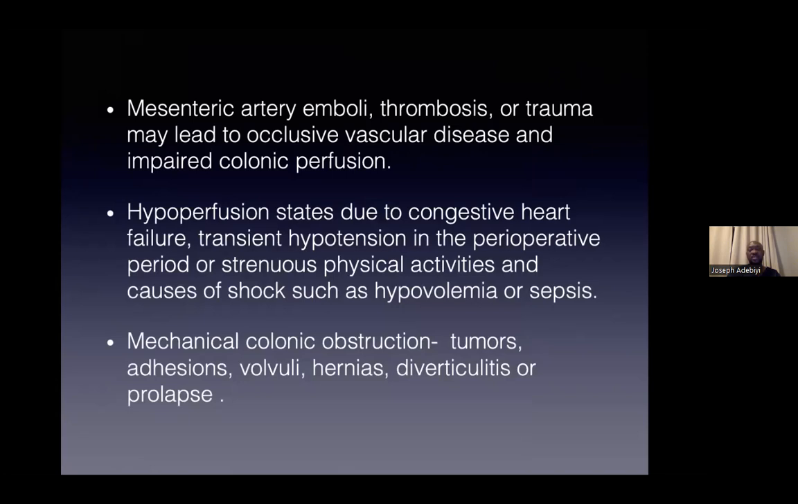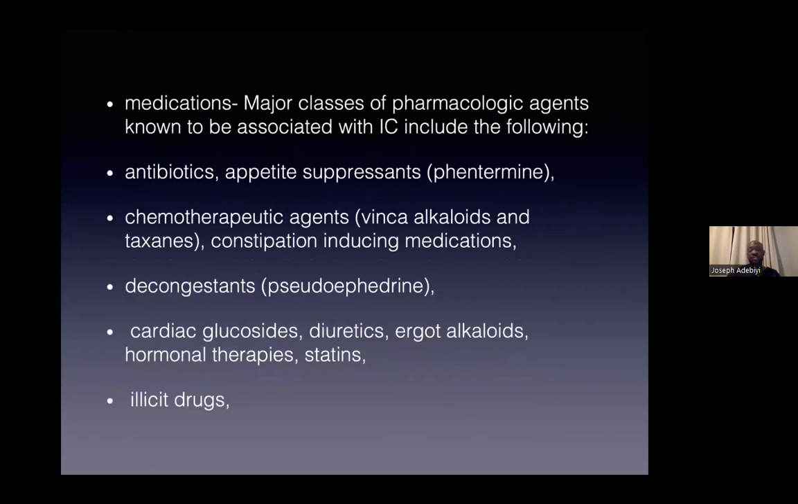Other etiological risk factors would be patients who have thrombosis, all forms of thrombosis, such as mesenteric artery thrombosis. Any hypoperfusion states, such as congestive heart failure, or transient hypotension in the perioperative period, patients who are shocked, or even mechanical colonic obstruction. Patients who have tumors, adhesions, volvulus, and diverticulitis have been implicated in the development of ischemic colitis.